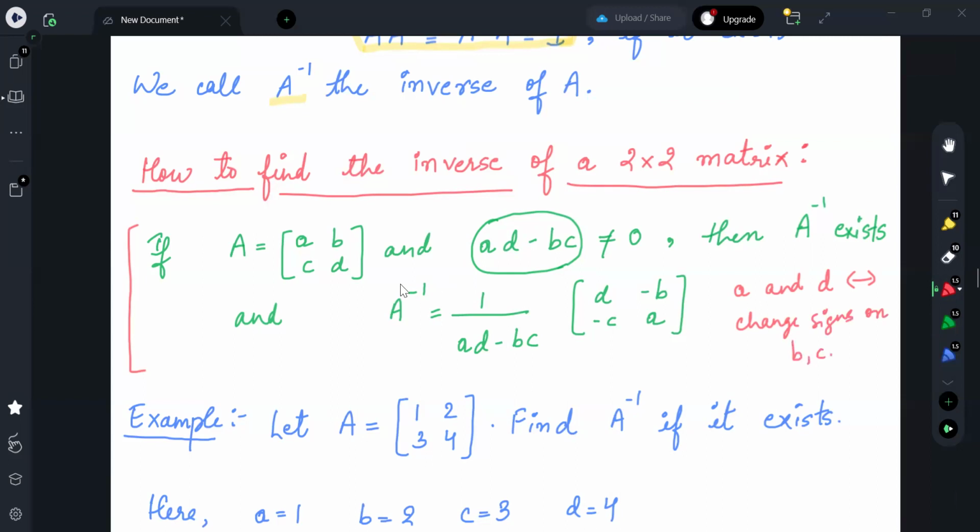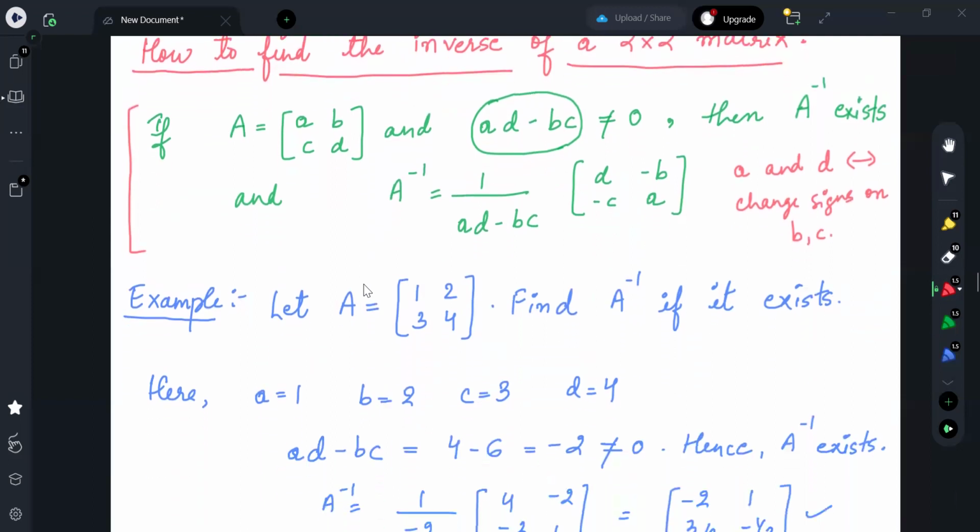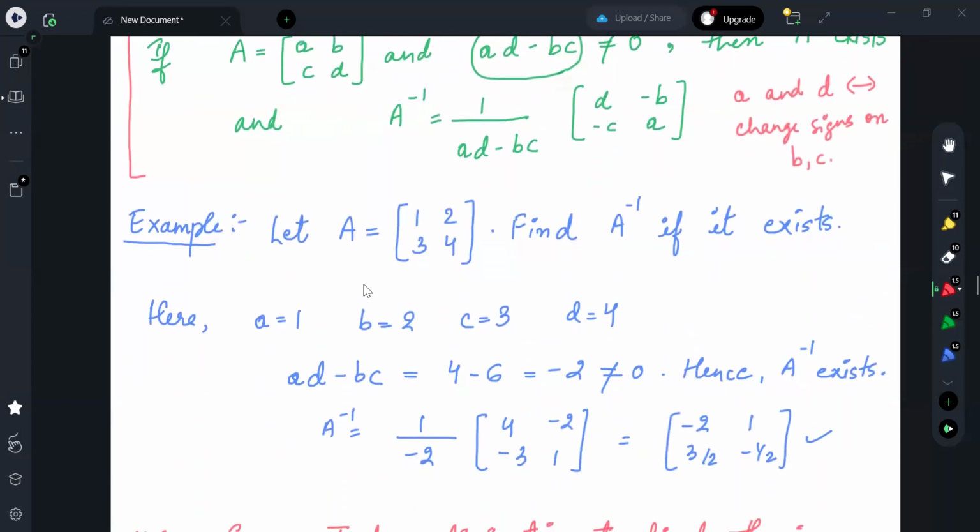Let's make sure that we understand this process by working through an example. I have a 2 by 2 matrix, A equals 1, 2, 3, 4, and I have to find A inverse. A typical exam question will look like this: you have to find A inverse if it exists. First I write down my a, b, c, d, comparing it with the generalized 2 by 2 matrix above. Now I calculate the ad minus bc value. ad minus bc turns out to be 4 minus 6, which is -2. It's not equal to 0.